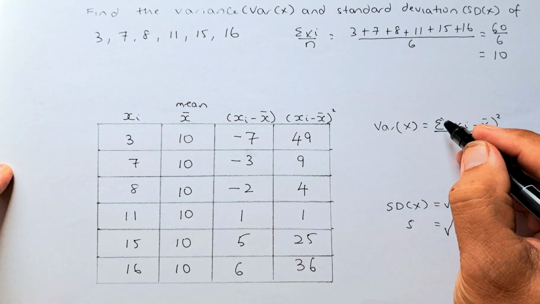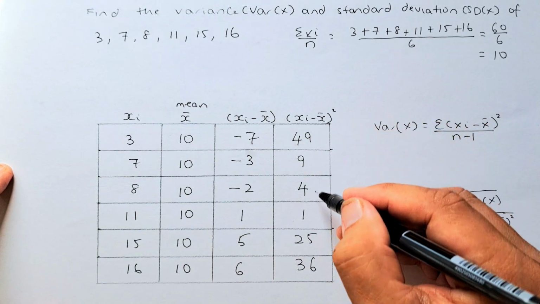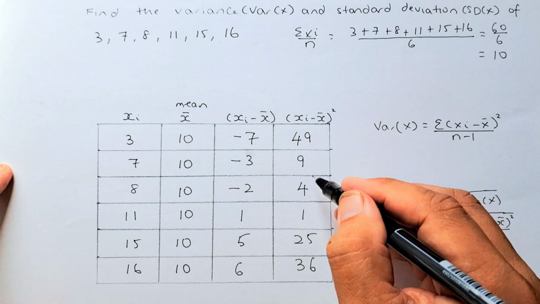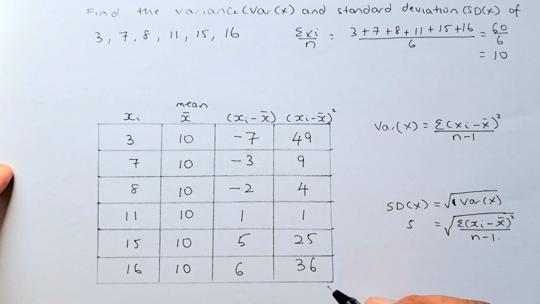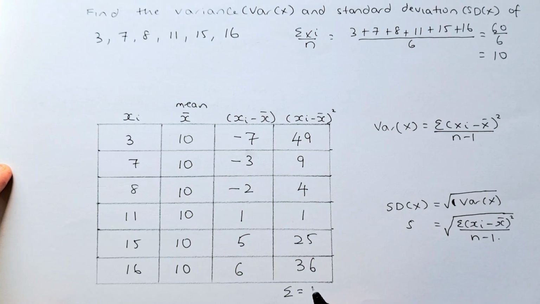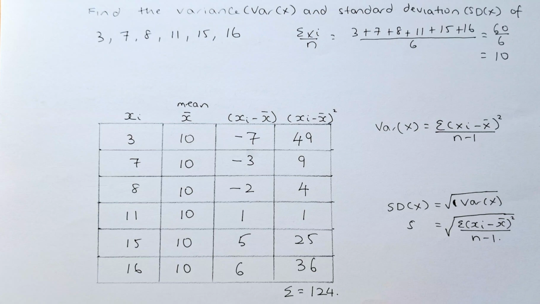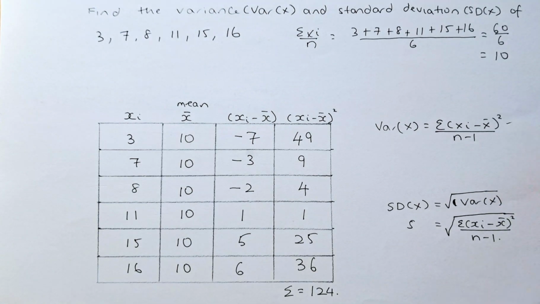This symbol means the sum. You add all these numbers: 49 plus 9 plus 4 plus 1 plus 25 plus 36. The total sum is equal to 124. So that is how we calculate up to this stage, the numerator of the variance.